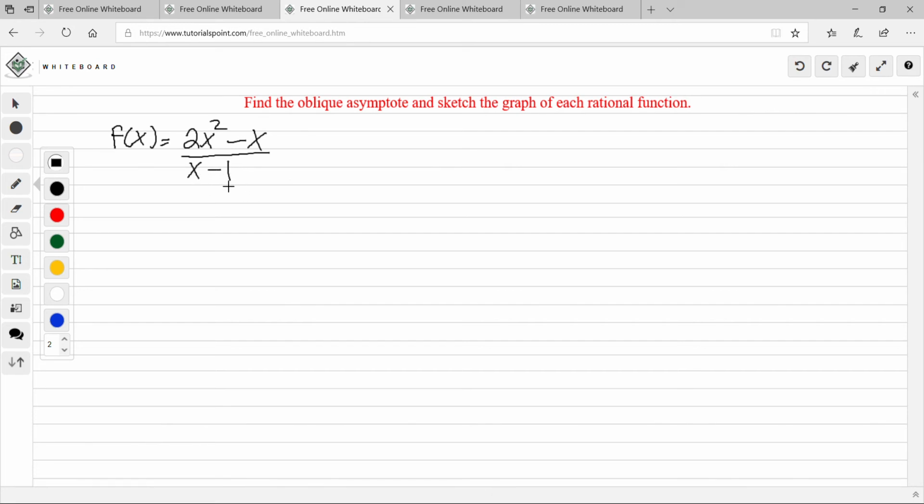And then let's look at the degree. The highest degree on top is 2, and the highest degree on the bottom is 1. So that means it's top heavy, so you're going to have an oblique asymptote. It's going to be linear, and you're going to have to use long division.